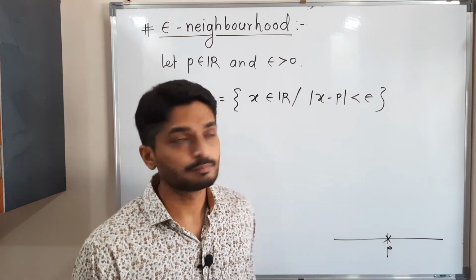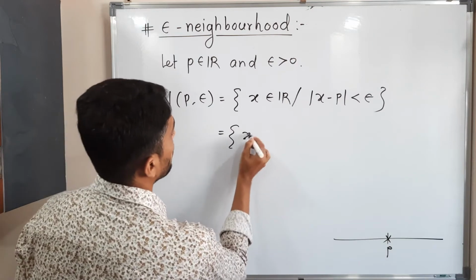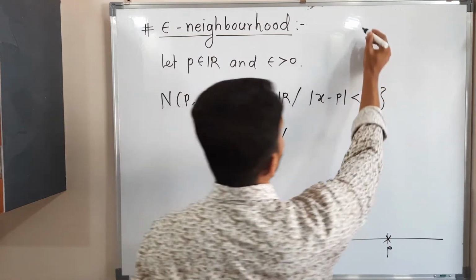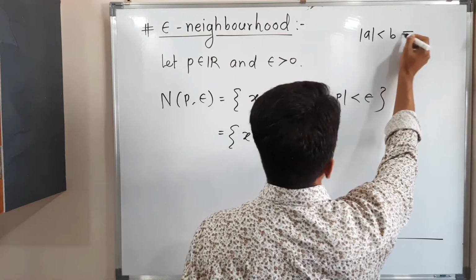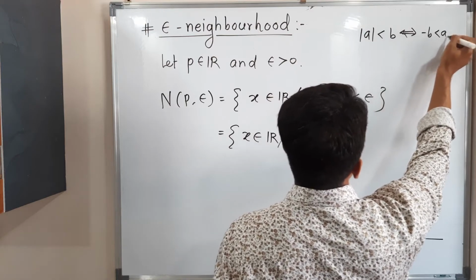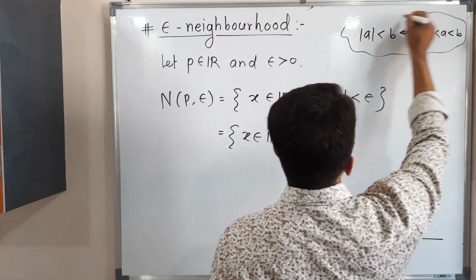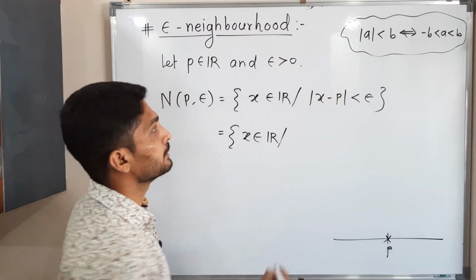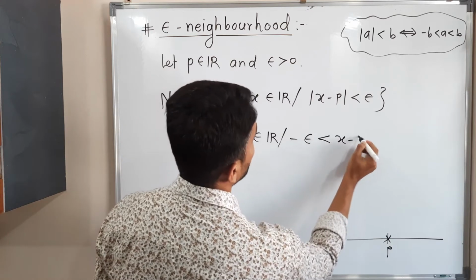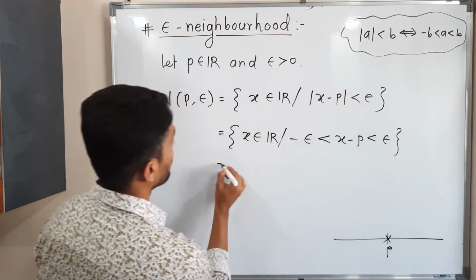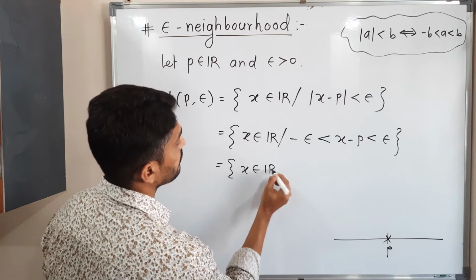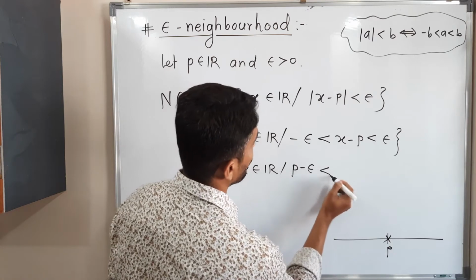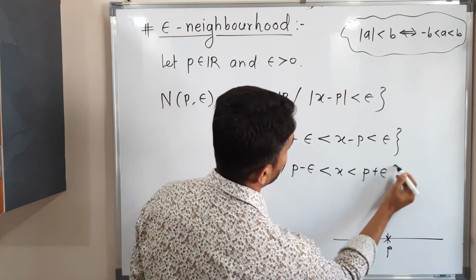Let us simplify it. So this is X belongs to R such that, you know that there is one result I will mention here: |A| < B if and only if minus B < A < B. We have seen this. Let us use it here. X minus P is A and epsilon is B. Minus epsilon < X minus P < epsilon. I am going to add P on all sides. Therefore, P minus epsilon < X < P plus epsilon.